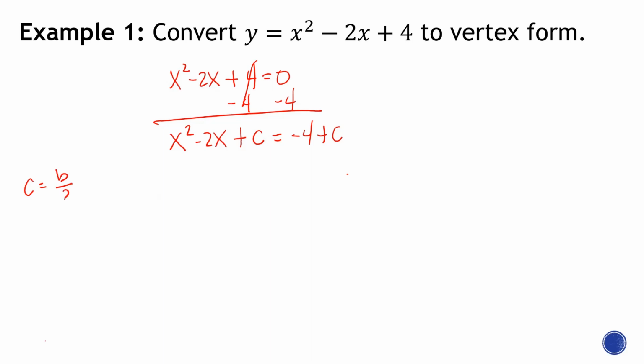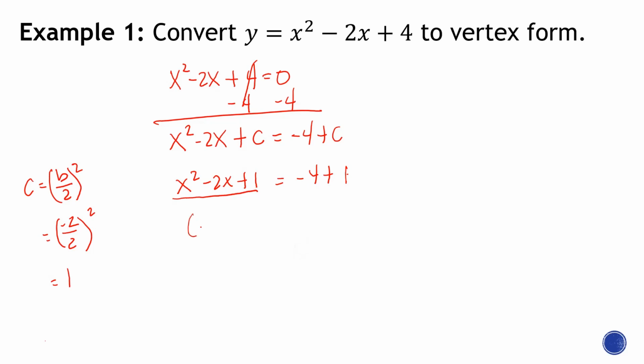b over 2 squared. And our b is the numerical coefficient of the x term. So that's negative 2 over 2 squared, which is equal to positive 1. So that means we have here x squared minus 2x plus 1 equals negative 4 plus 1. And then we will factor this. Now it's a perfect square trinomial.